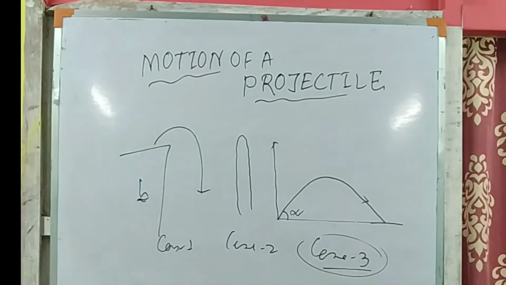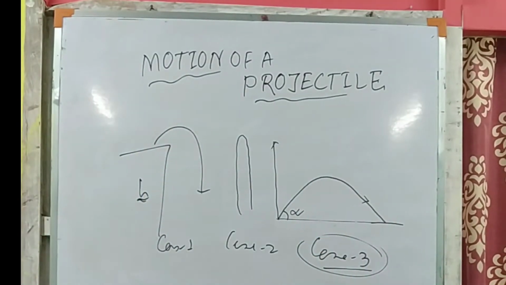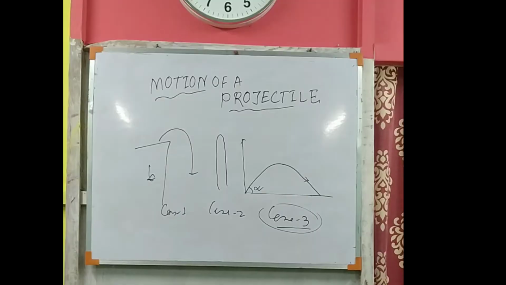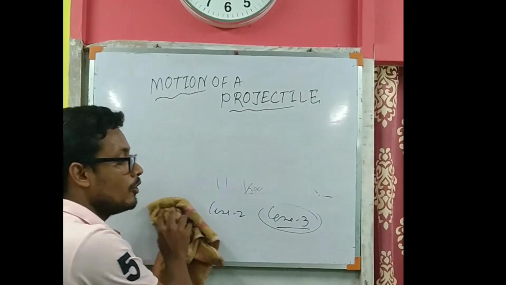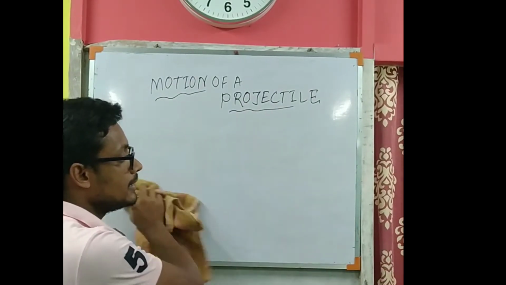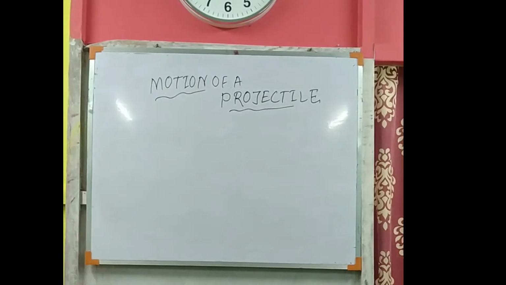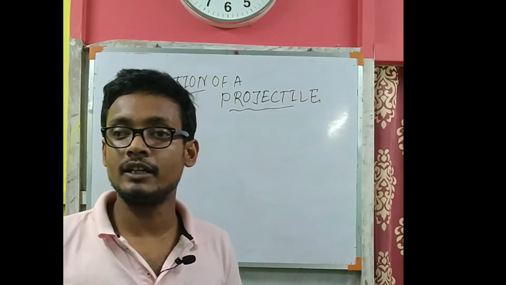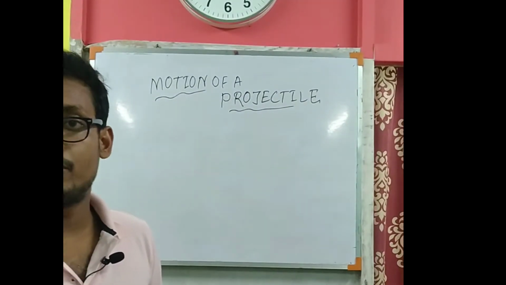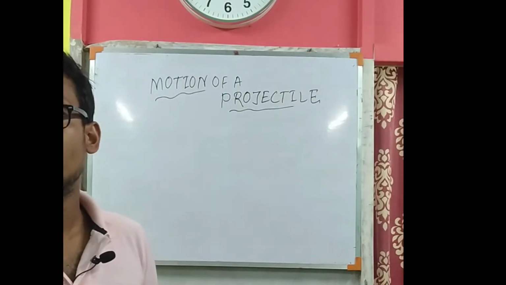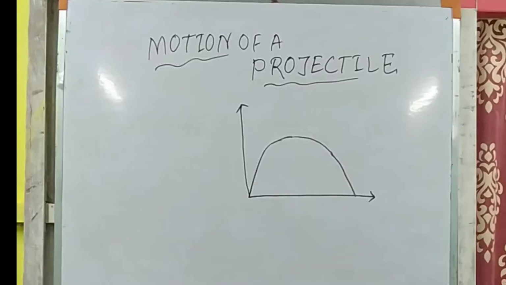To consider the motion of a projectile, we have to always remember that the only force acting on the particle is the gravitational force. If any other force acts on that particle, then the particle will not be treated as projectile motion. So the air resistance or any other force acting on the particle has to be considered negligible.